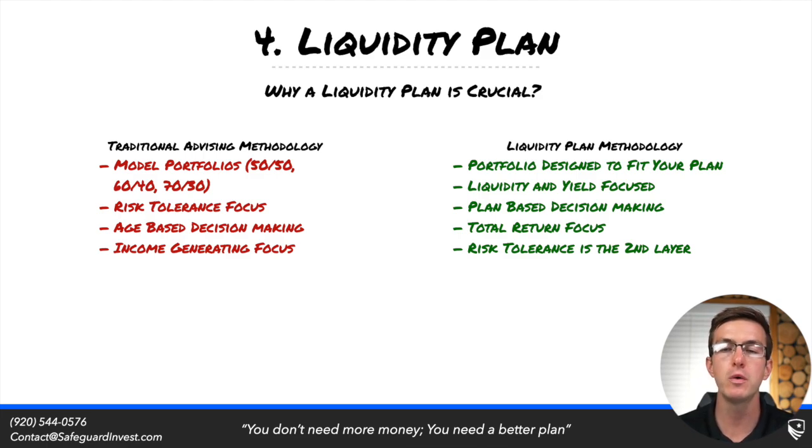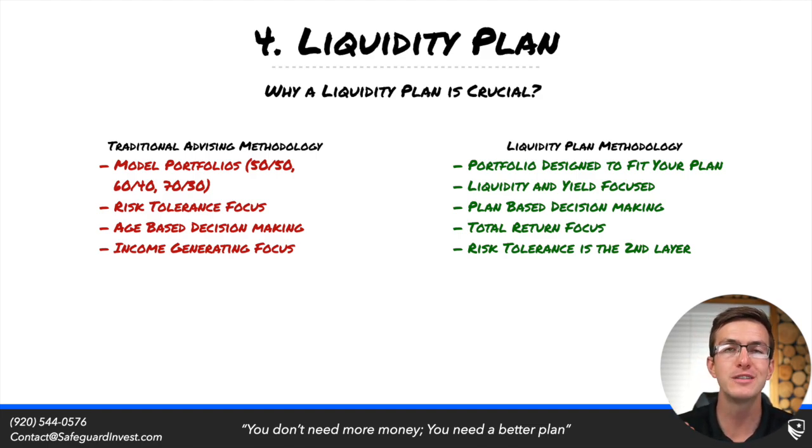And so instead, what we want to do with a liquidity plan is have a portfolio that's designed based on our plan. We want it to be liquidity and yield focused, maintaining liquidity through time, but outside of that, trying to gain the highest expected yields. Because of this, we end up being more of a total return focus rather than an income-generating focus, which ends up being the correct decision.